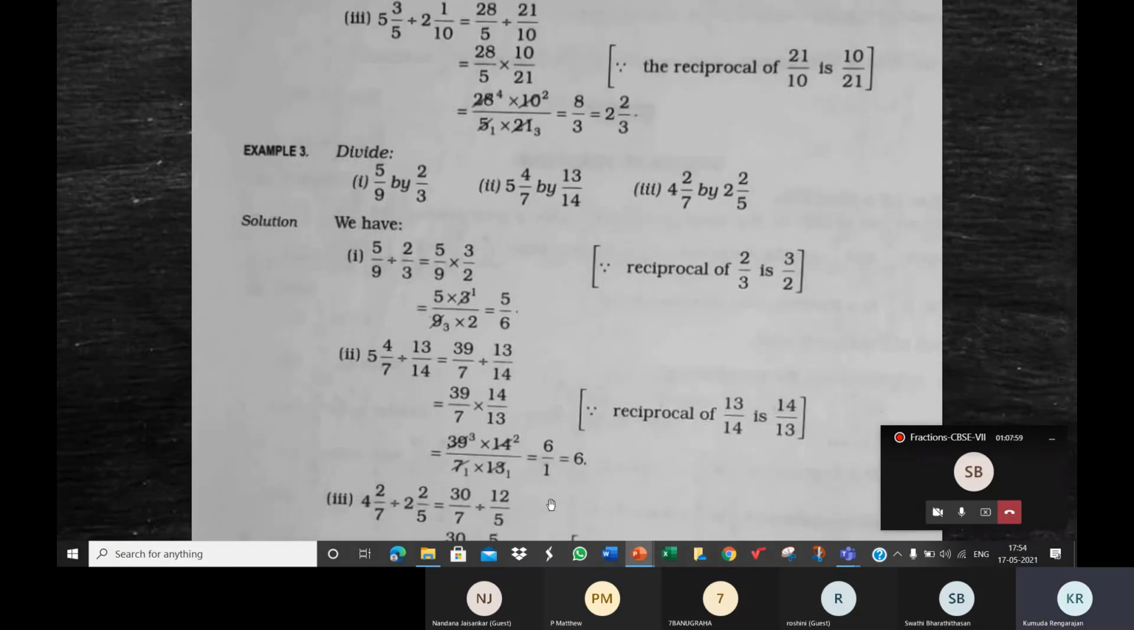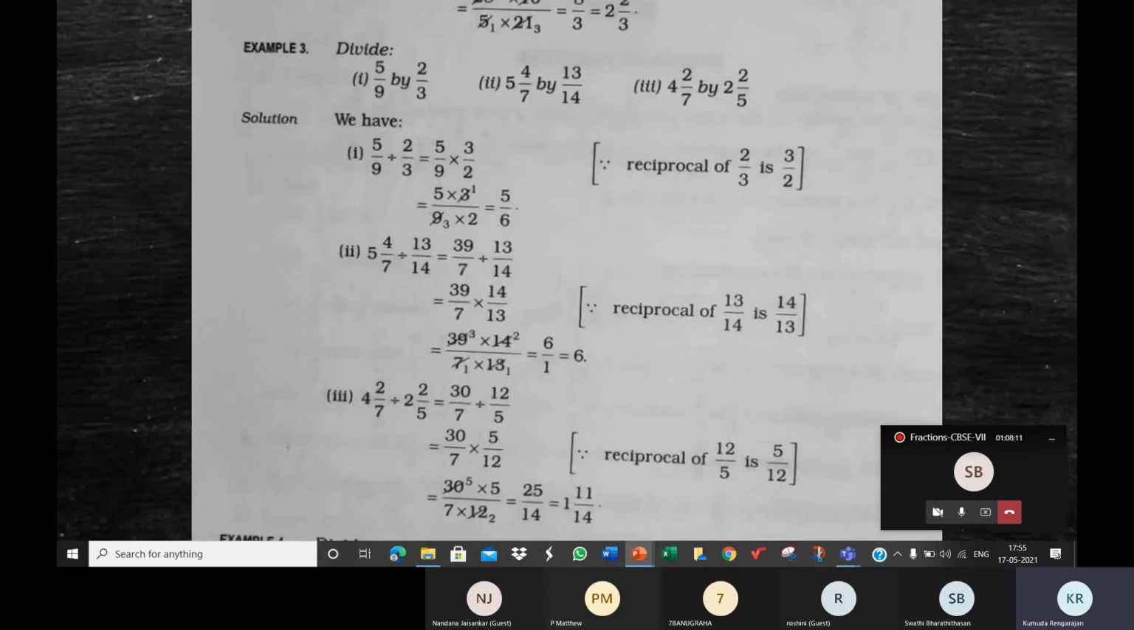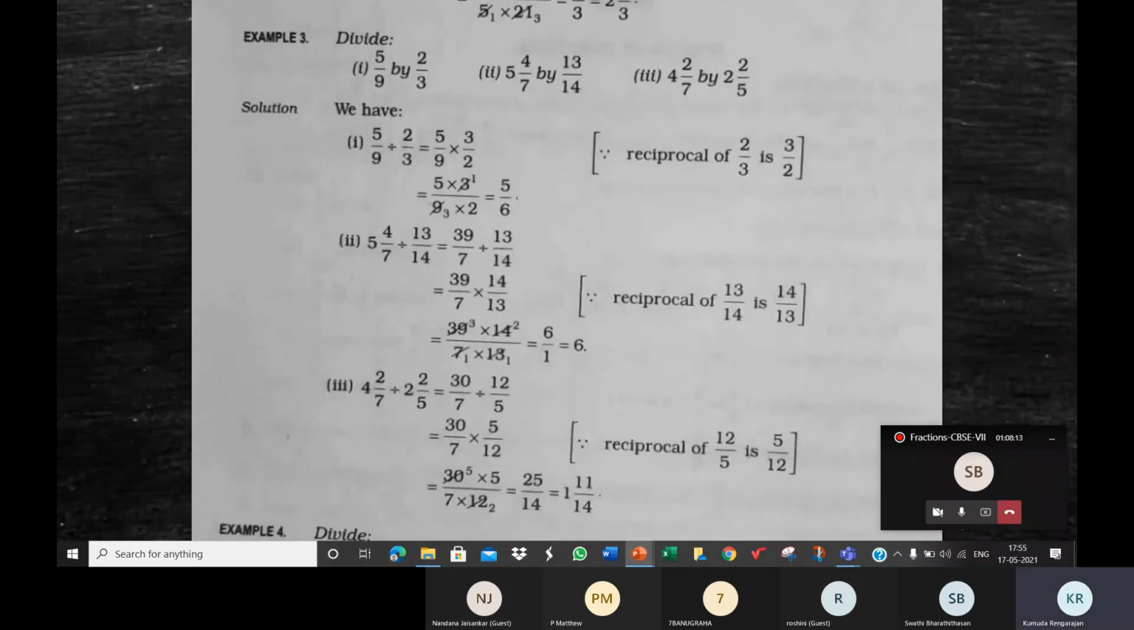Yes, what's the last answer? Quick. Ma'am, 10 by 7. 10, 2 by 7, ma'am. 10, 2 by 7. Okay. Have you gone wrong? Let me see if the working here is correct. 30 by 7 divided by 12 by 5, 30 into 5 by 12. 6 twos are 6, 6 fives are 25 by 14. 111 by 14. Please check your answer. 111 by 14 is the correct answer.